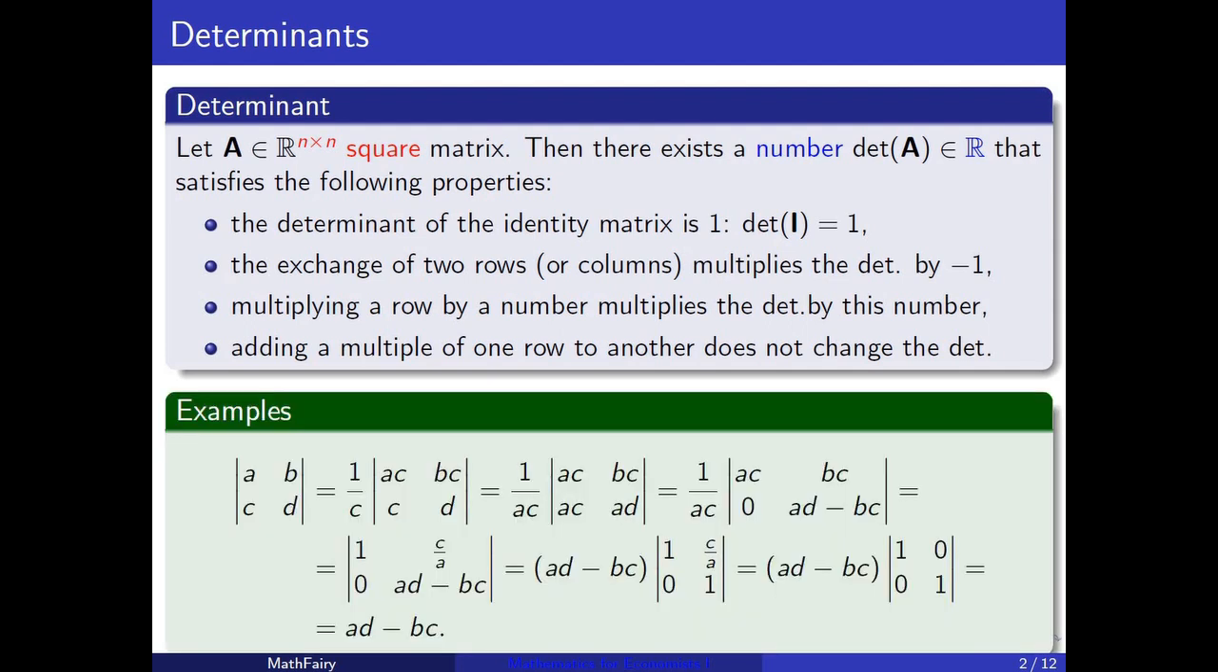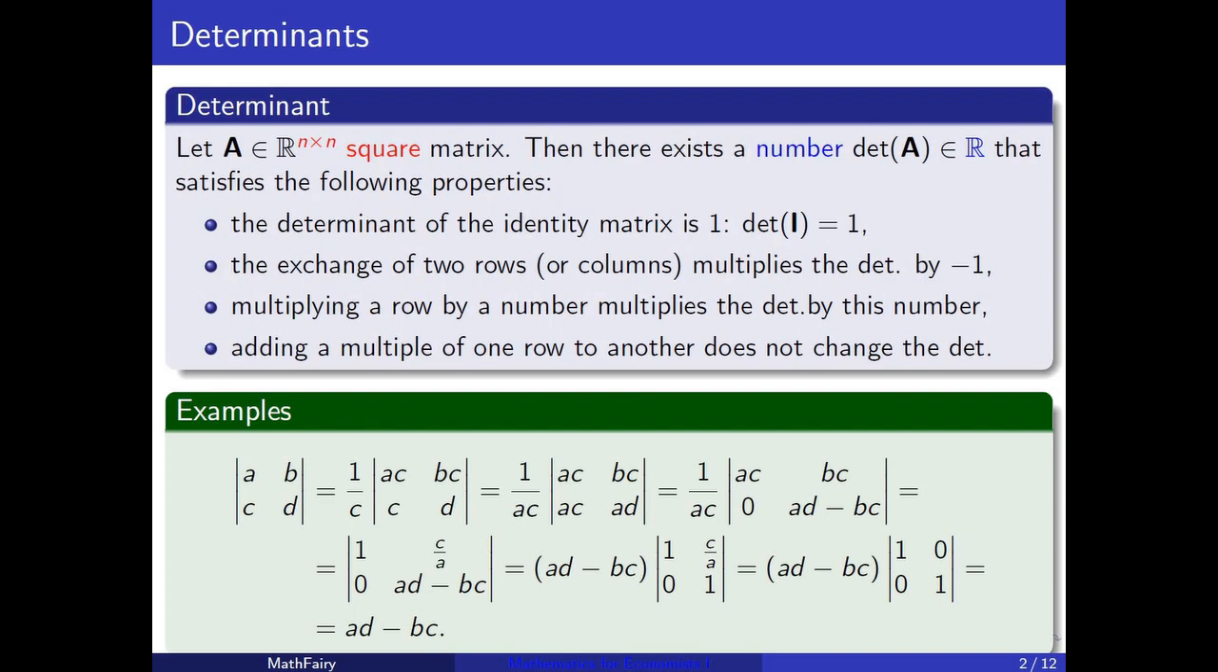For example, let's calculate the determinant of a general 2x2 matrix A, B, C, D. So first, I could multiply the first row by C, but that would multiply the value of the determinant by C, and I compensate for that by dividing by C, so that these two sides are equal to each other in the first equality. Second, I do a very similar thing with A and the second row.